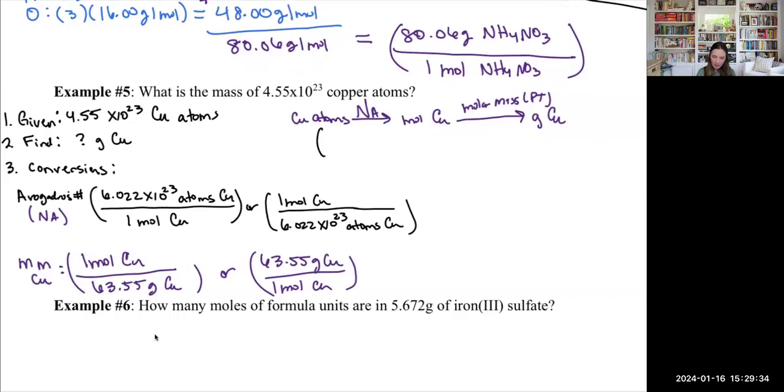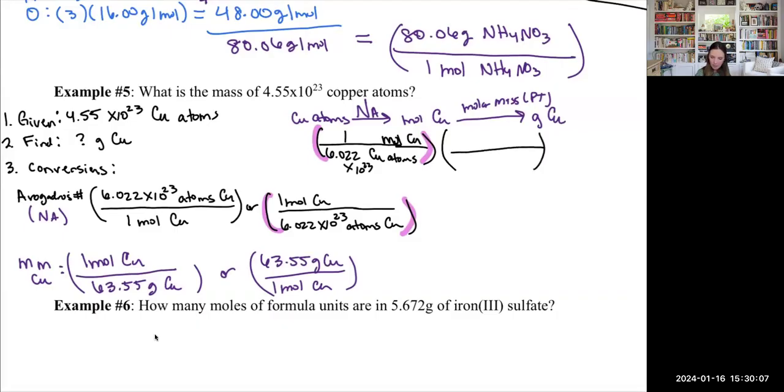Okay, so we're going to start. I'm starting with copper atoms, so I need copper atoms downstairs, and I need moles of copper upstairs. So looking at this, Avogadro's number, the number in front of the mole is always 1. So I'll use this conversion factor here. I want moles upstairs, atoms downstairs. So 1 mole contains 6.022 times 10 to the 23rd.